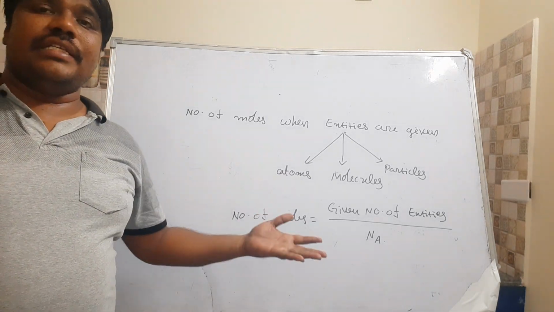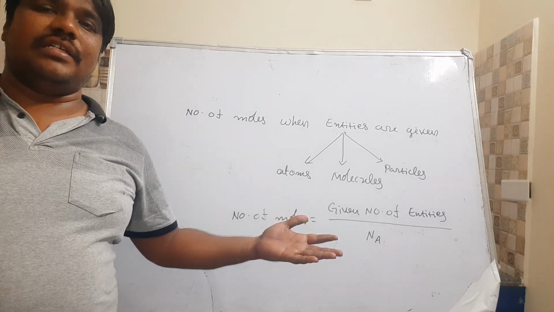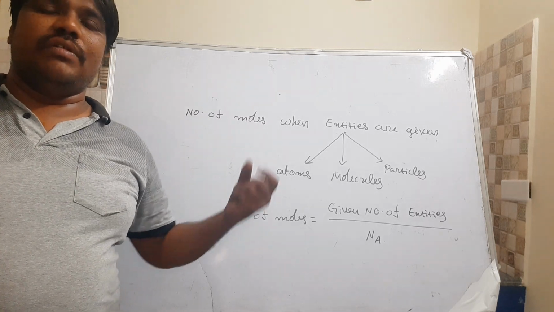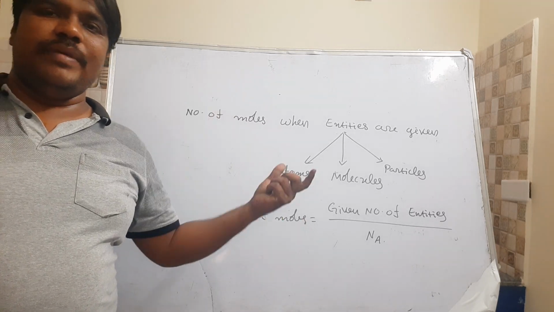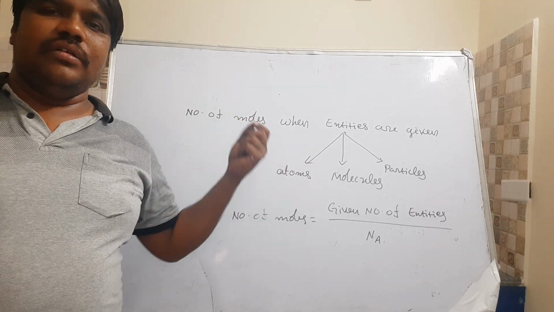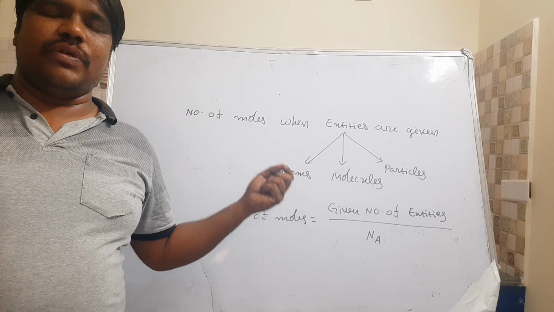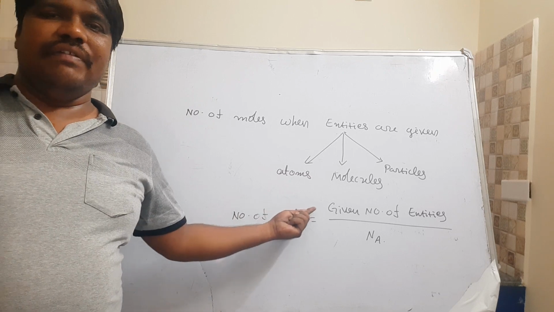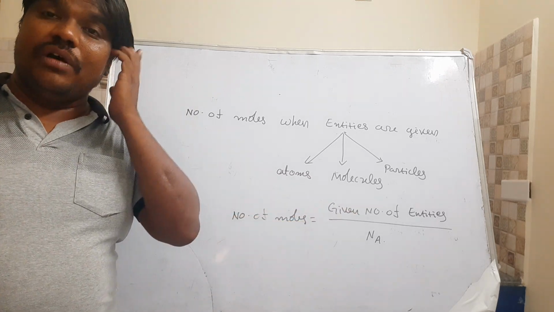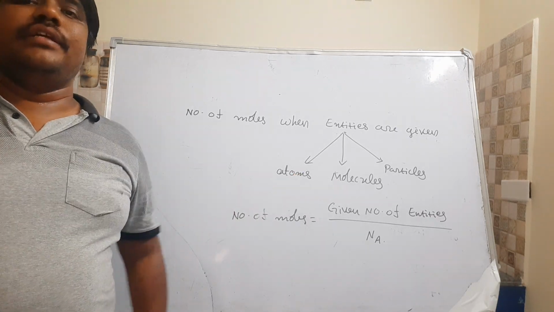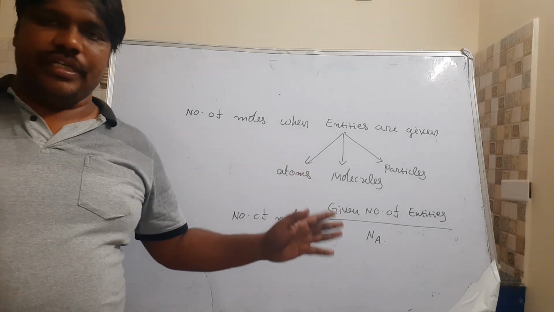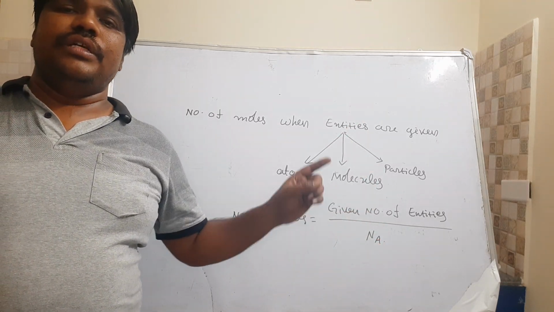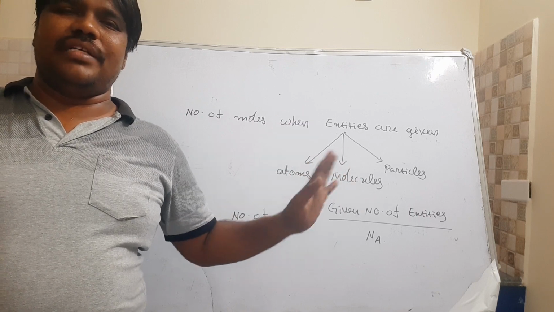We'll discuss more and more problems in coming classes. Just memorize all these formulas. When mass is given, number of moles is equal to given mass by molar mass. When volume is given, number of moles is equal to given volume by gram molar volume, that is 22.4 liters. When number of entities are given, number of moles is equal to given number of entities by Avogadro number. You know Avogadro number, right? 6.022 into 10 to the power of 23 entities. This is a number, that's it.